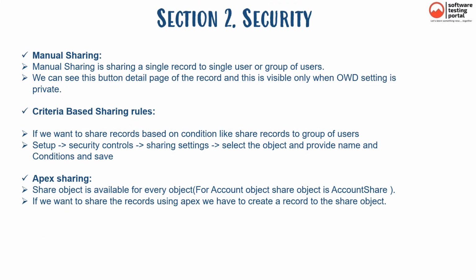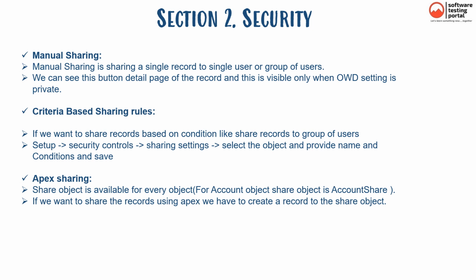Then we have manual sharing. Manual sharing is sharing a single record to a single user or group of users. We can see this button on the detail page of the record, and this is visible only when the OWD setting is private. Then comes criteria-based sharing rules, if we want to share records based on conditions, like sharing records to a group of users. Last there is Apex sharing.